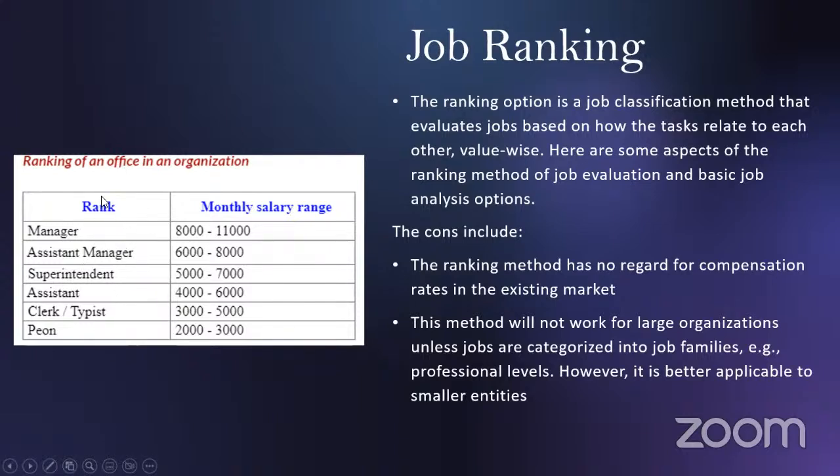So you see a rank and you see estimated monthly salary. In this particular organization, a manager earns between 8,000 to 11,000. That means it is dependent on the level of the person or the managerial position. Then you have assistant manager, 6,000 to 8,000, superintendent. So all of these roles are ranked according to the contribution or the value they have to the organization. And according to that same value, they are now paid accordingly.